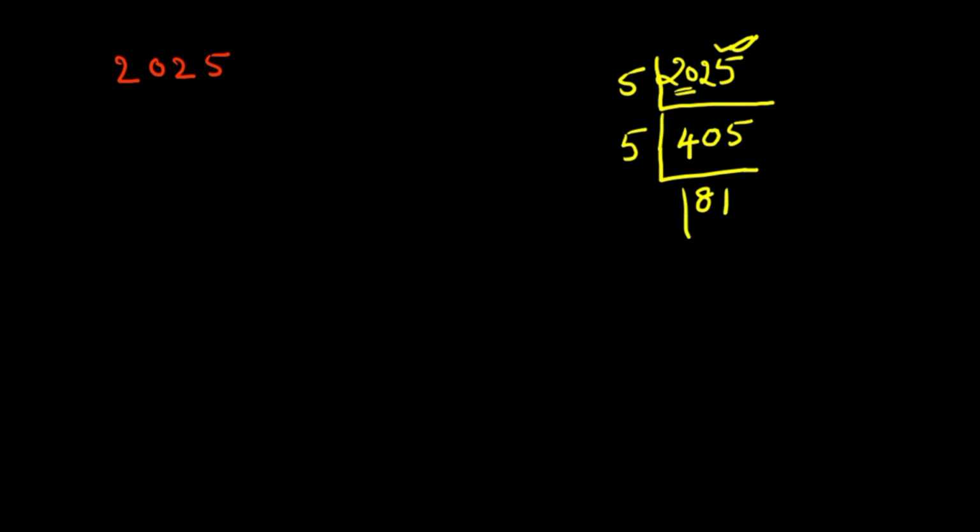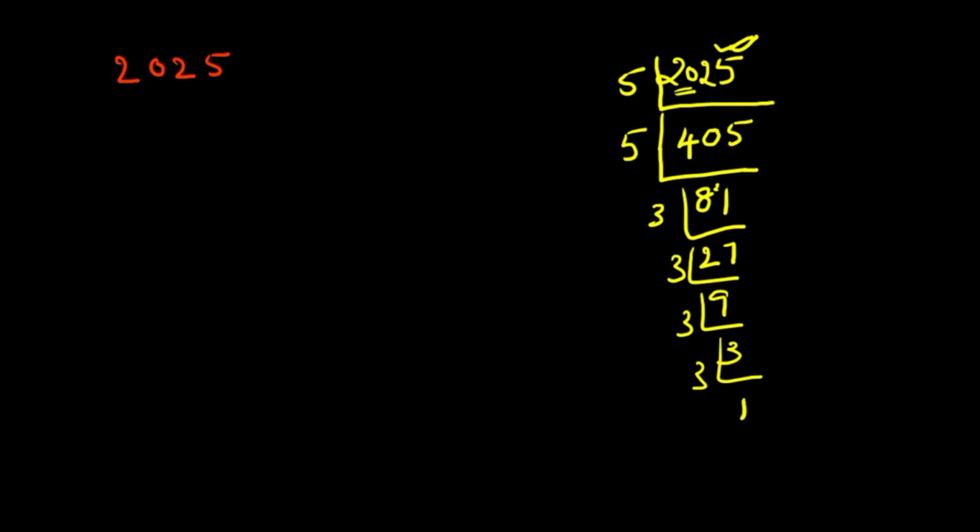This 81 we can write as 3 table, meaning with the prime number 3 we should divide it. Then 3 2s are 6 and we have 21. That means 3 7s are 21 and it is 3 9s are 27. So 3 3s are 9, again 3 1s are 3. So this is completely prime numbers.